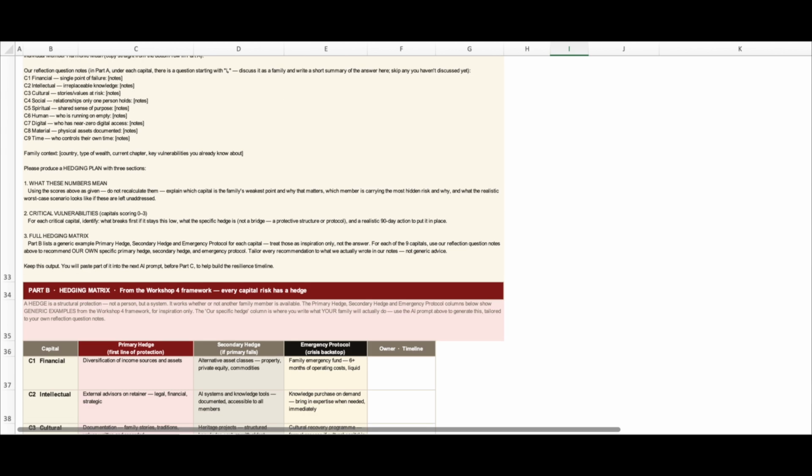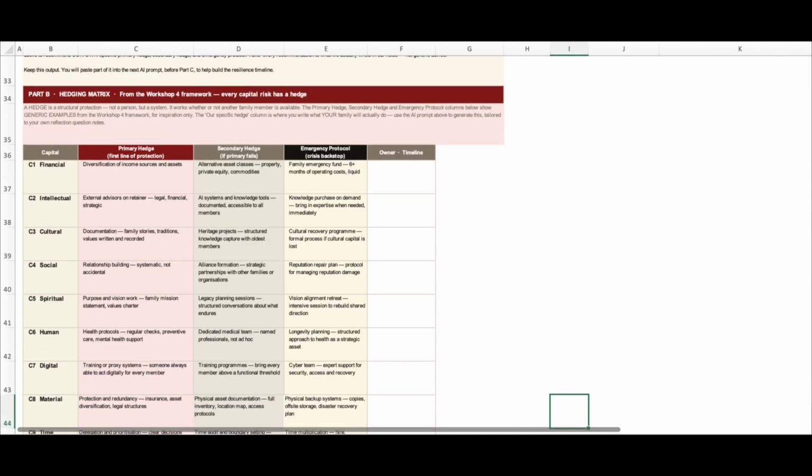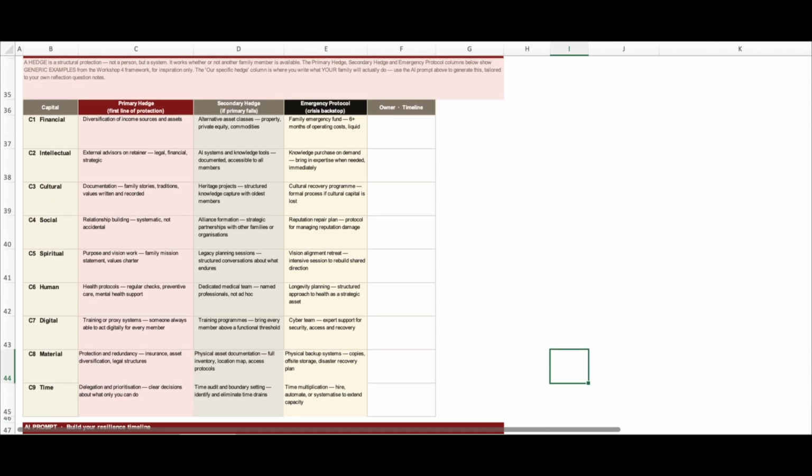Part B, Hedging Matrix. If you've completed the first AI prompt, you should now have a draft hedging matrix ready to review. This workshop introduces another important concept, hedging. A hedge is a structural protection. It isn't another family member, it isn't asking someone to work harder, and it isn't hoping nothing goes wrong. A hedge is something your family deliberately puts in place before it's needed.